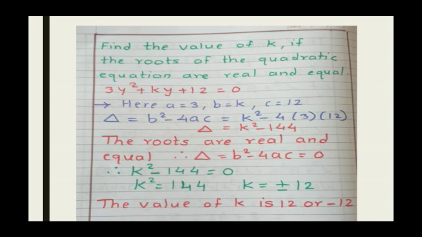As the roots of the quadratic equation are real and equal, we know that delta, that is b square minus 4ac value is 0. Therefore, k square minus 144 is equal to 0. Now shift minus 144 to the right side, we get k square is equal to 144, that is k is equal to plus or minus 12 by taking the square root of it. Therefore, the value of k is 12 or minus 12.